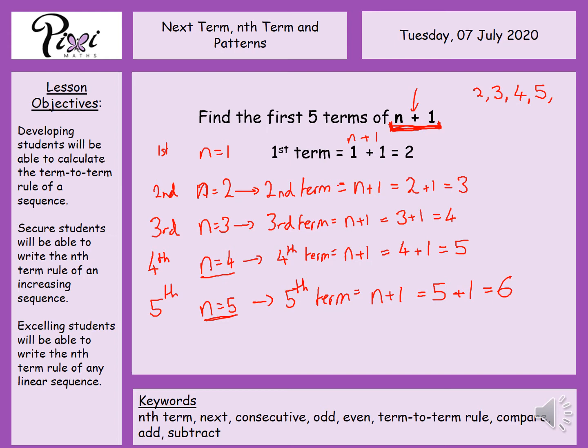So we've now got the first 5 terms of our sequence there. So we can tick off that question. We can see we've got a sequence with a good pattern: 2, 3, 4, 5, 6. So we've got our sequence sorted there.